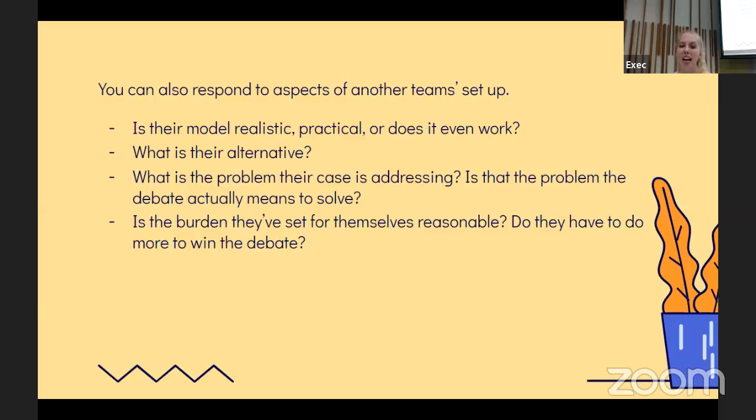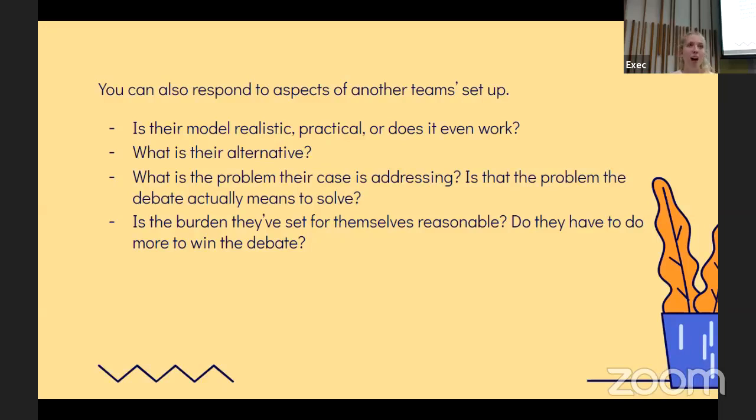So if their case isn't really getting at that problem, isn't really changing or fixing that problem that exists, that probably means that you want to attack them there and point that out for the adjudicator. So exactly, is that the problem that the debate actually means to solve? If it isn't, then tell the judge why it isn't. Then finally, is the burden that they've set for themselves reasonable?